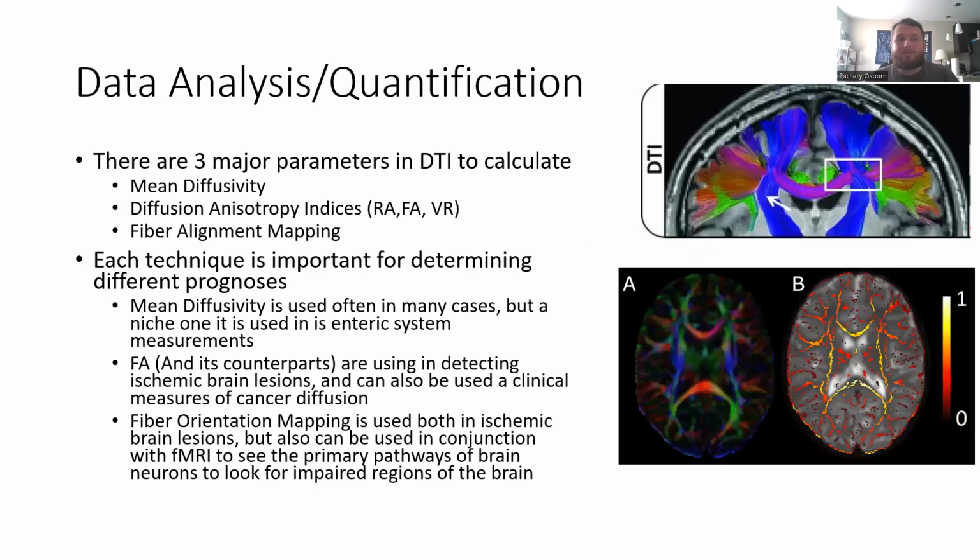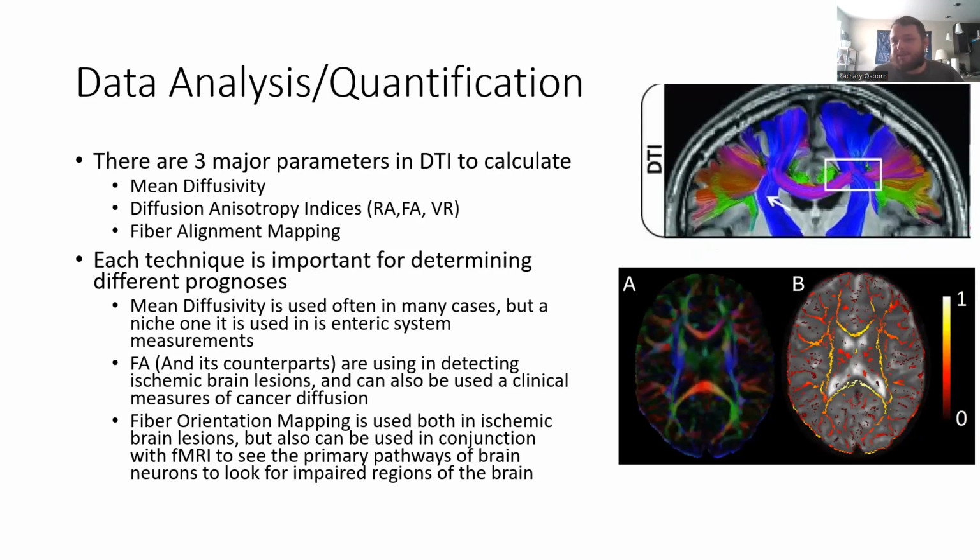So for data analysis and quantification, we're going to talk about three major parameters in DTI: the mean diffusivity, diffusion anisotropy indices, so relative anisotropy, fractional anisotropy, and volume ratio. And then also we're going to talk about fiber alignment mapping. So each of these techniques is important for determining the prognosis.